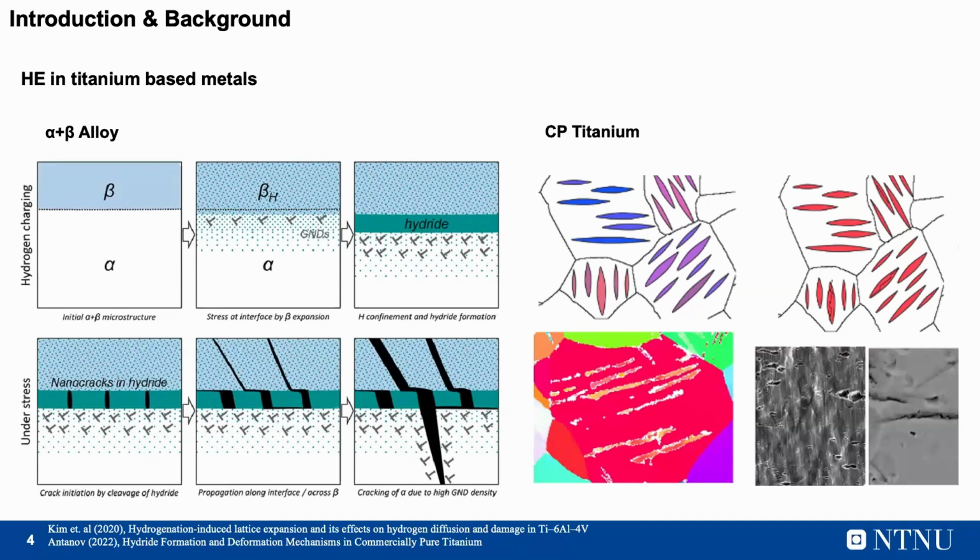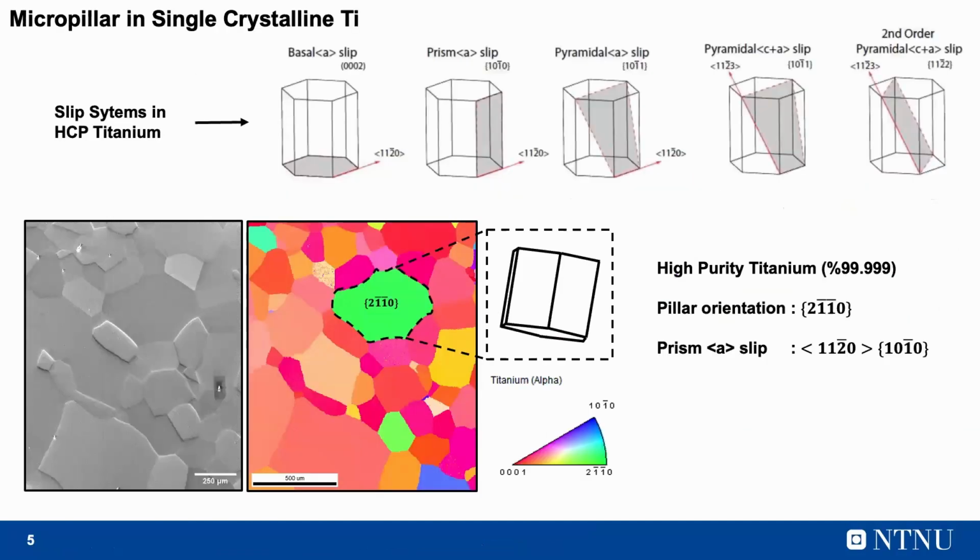However, we think that it's also important to understand the effect in both the hydride case and the solid solution case as well. So thus we first look at the effect of hydrogen on alpha titanium, or the HCP crystalline structure.